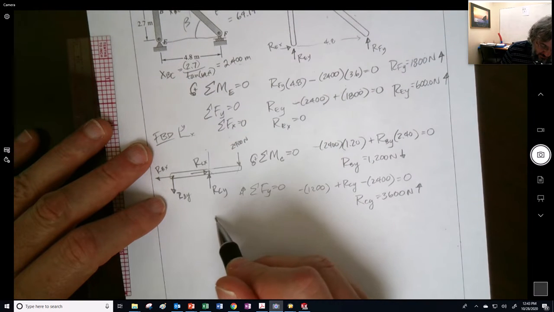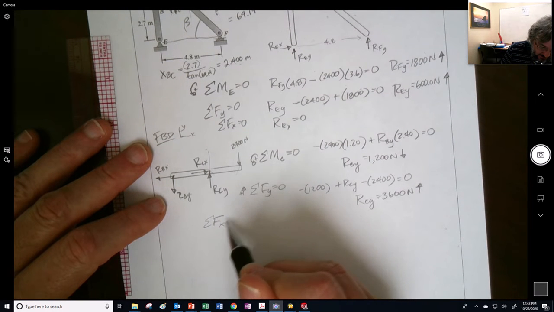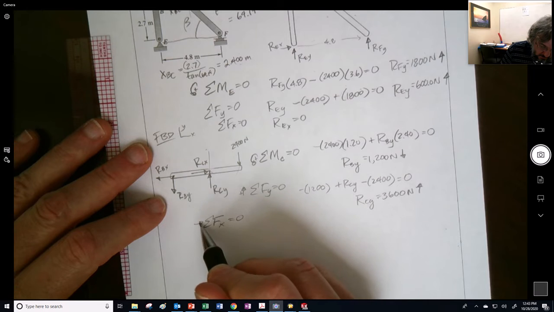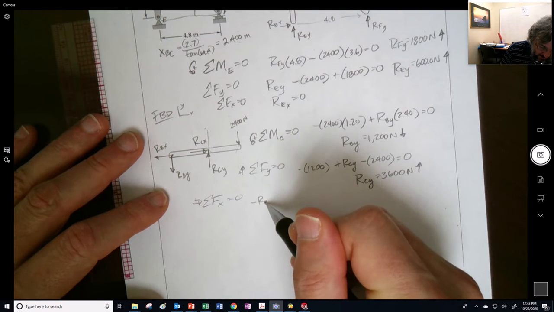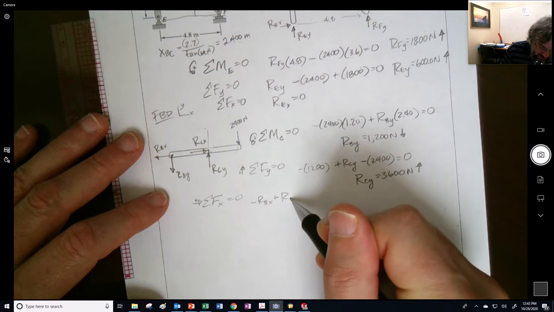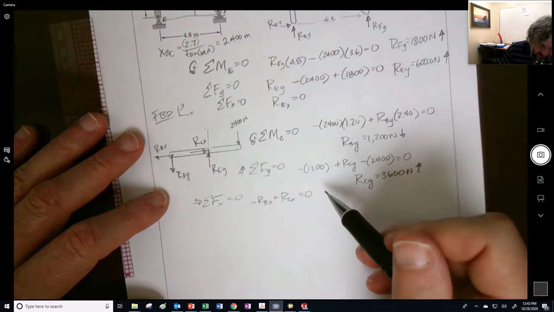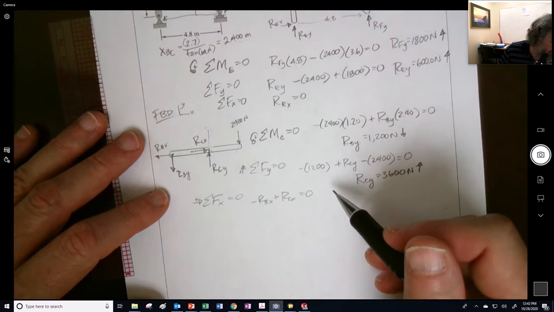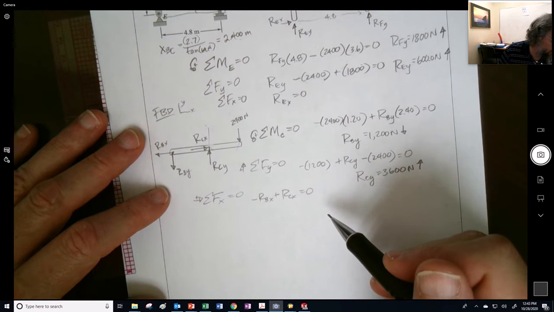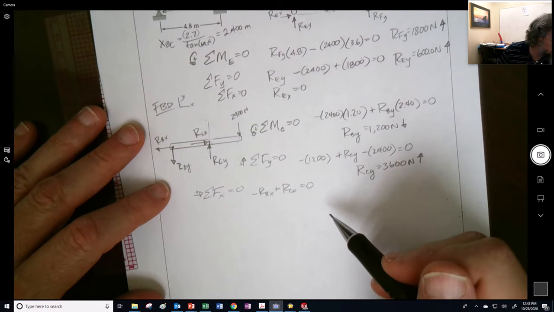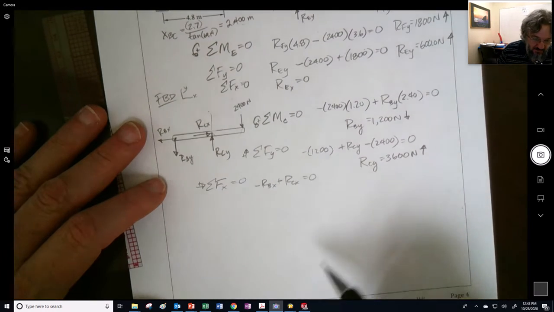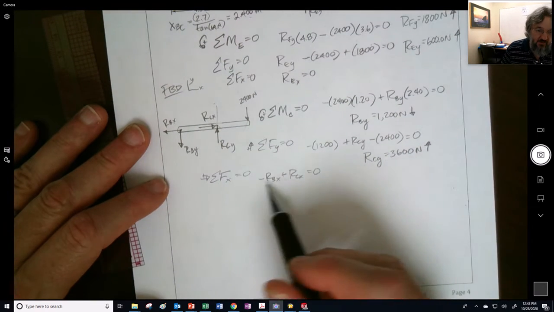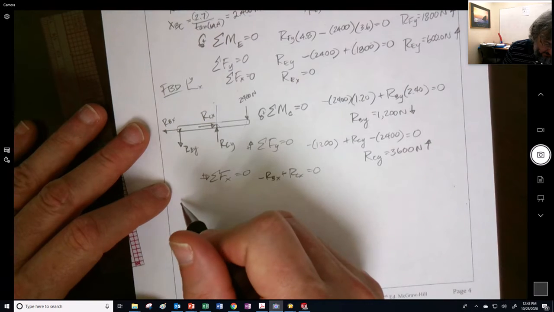And if we do the sum of the forces in the x, we see that we get negative RBX plus RCX equals 0. So that's just something that we know, that they're equal and opposite, right? I believe later on we're going to figure out that we're going to get 0 right in here. We could figure it out, but right now we just know that they're equal and opposite.